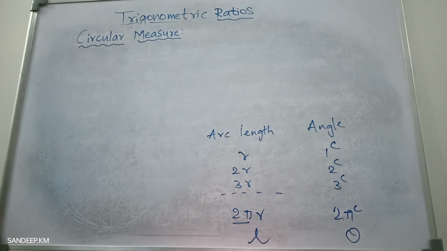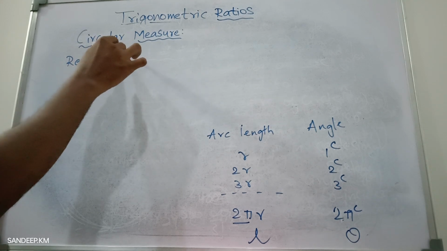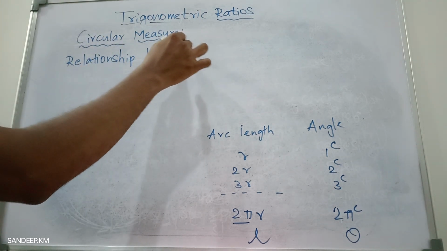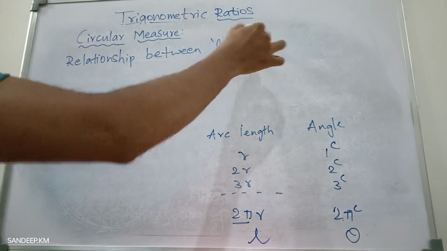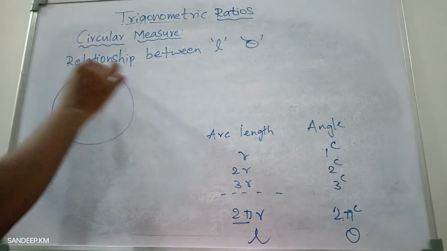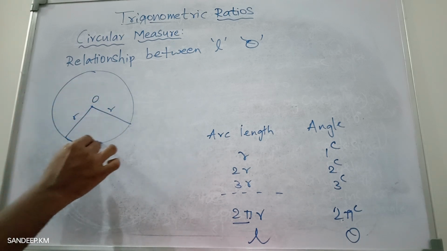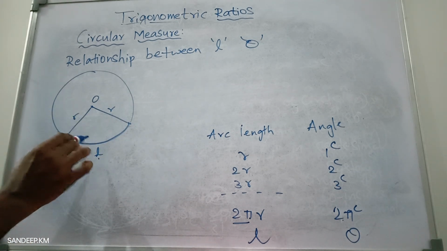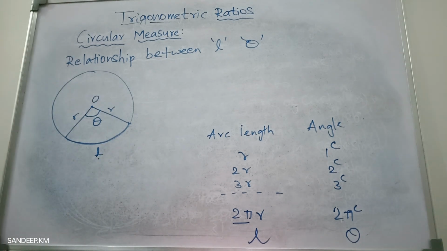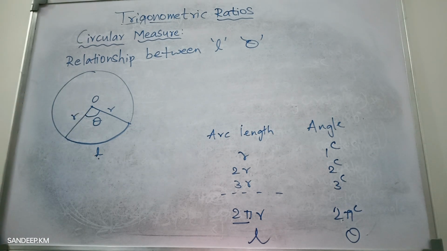So dear students, we are going to derive the relationship between the length of the arc L and angle subtended by such an arc theta at the center of the circle. So let me consider a circle whose center is O, radius is R, and length of the arc is L, and the angle subtended by this particular arc at center is theta. Then we are supposed to find the relationship between the length of the arc and angle subtended. So if that is the case, let us come to this.